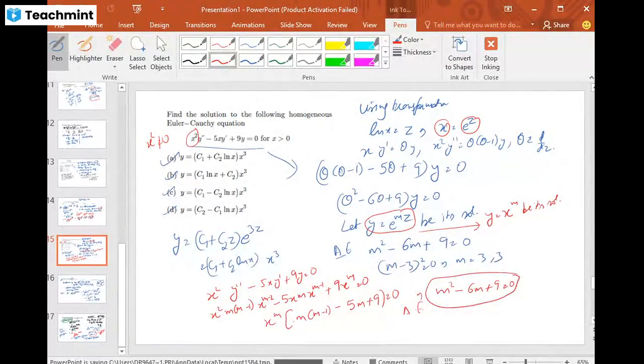Sometimes the question is asked: what is the trial solution for the homogeneous differential equation in case of the Euler-Cauchy equation? The trial solution is x power m. Like in case of constant coefficient, we assume e power mx is the solution, but in case of the Euler-Cauchy equation, x power m is the solution.